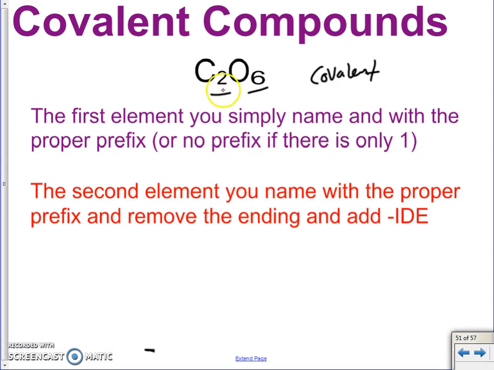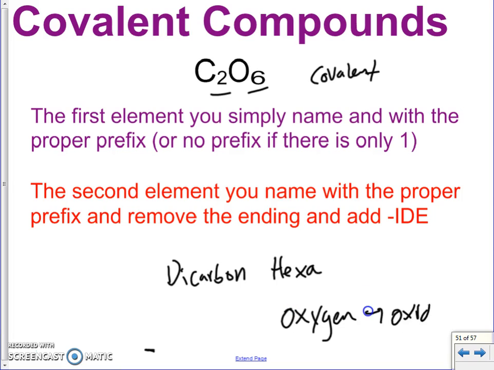Okay, back here. So looking at our prefixes, remember for the first element, we do not use a prefix if there's only one of them. We do if there's more than one. So because this is a 2, we are going to use the prefix di, and then of course carbon is just going to remain carbon. We're not going to change the ending for the first element. We just name it directly as it is off the periodic table, add our prefix as necessary. For the next one, we have 6, and we always use a prefix for the second element, so we are going to put hexa. And then, of course, oxygen is going to become oxide, just like it always has been. We are still changing the ending of our second element.